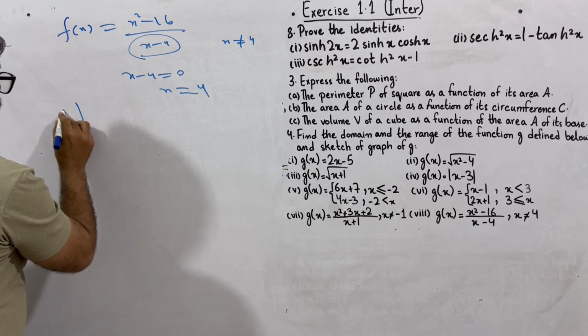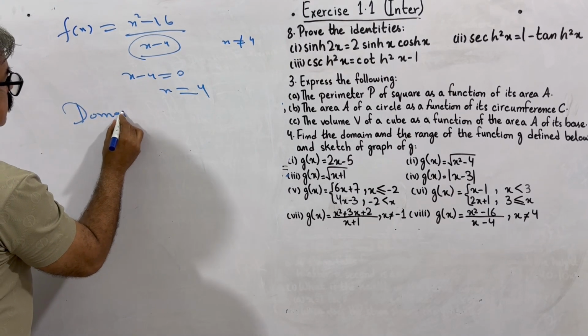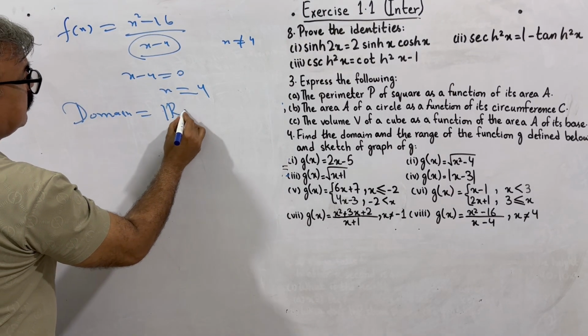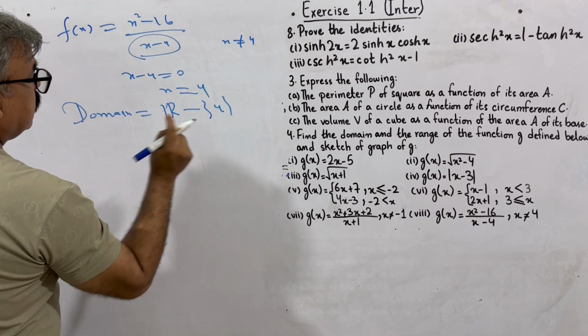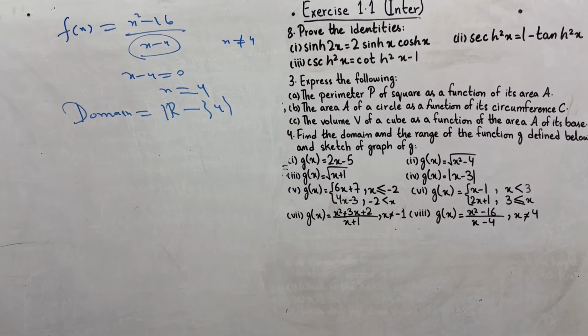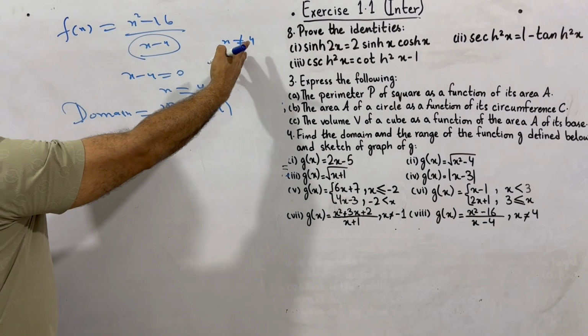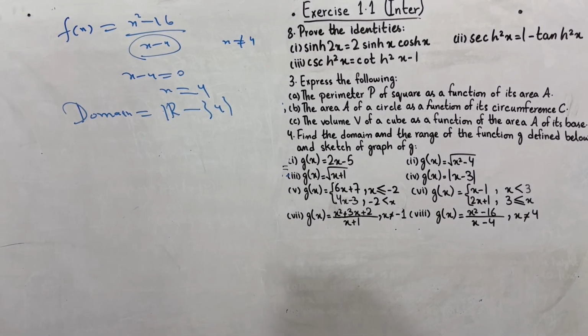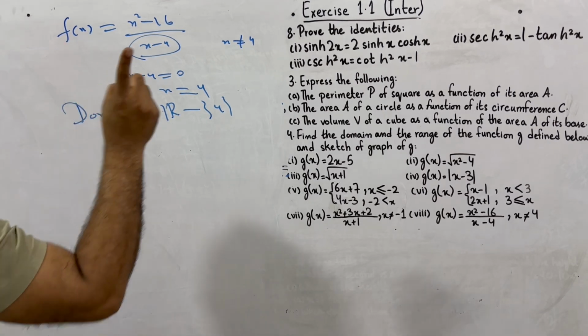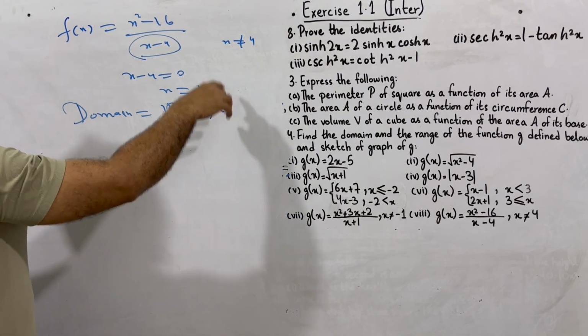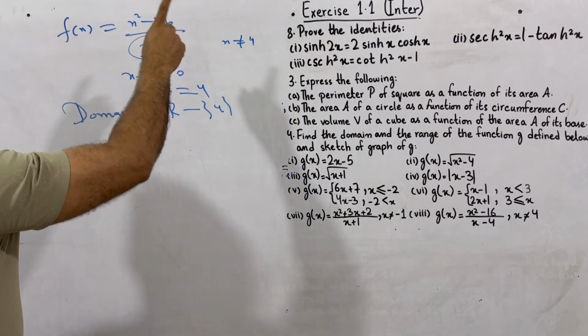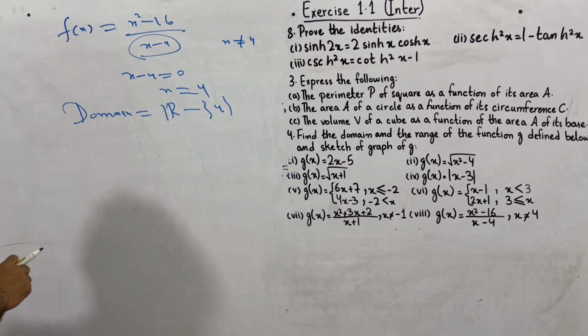So the domain is all real numbers except 4, because at 4 this is undefined. Here, even without solving, it is mentioned to us. But what is the corresponding limit value at x equal to 4 to be deleted from the range? Let's see and find out.